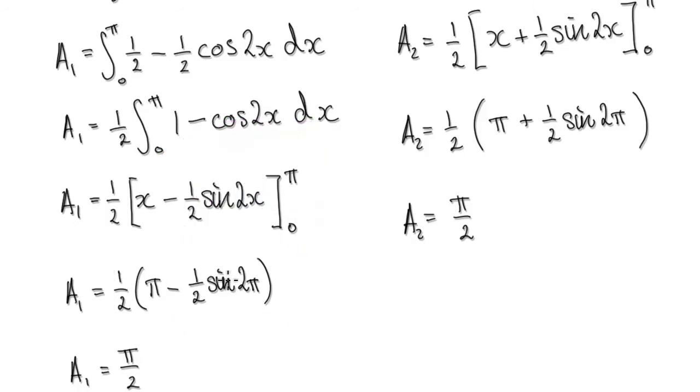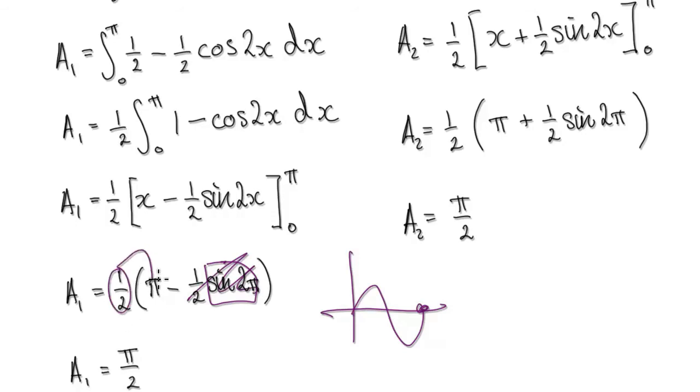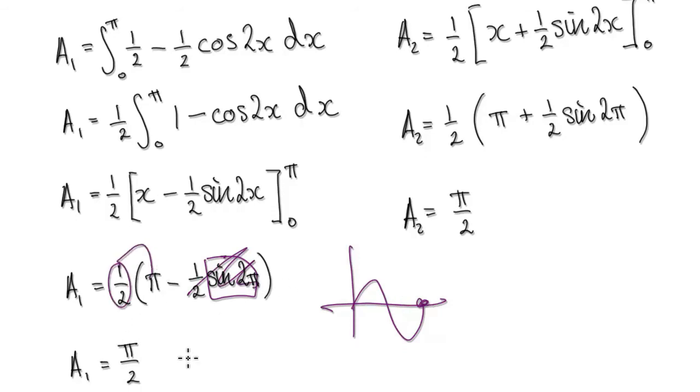And then sine of 2 pi is 0. So this would be 0. So you're left with a half pi. So A1 equals pi over 2. A2 is also pi over 2.